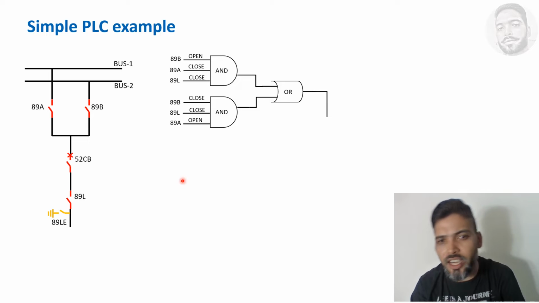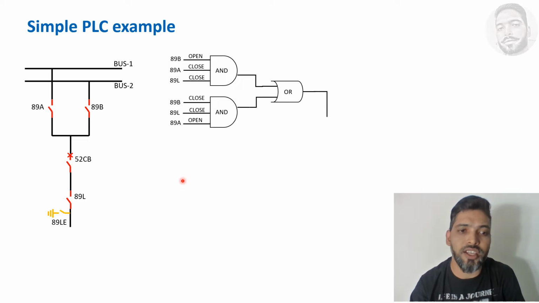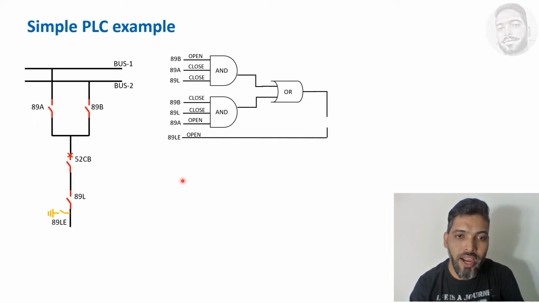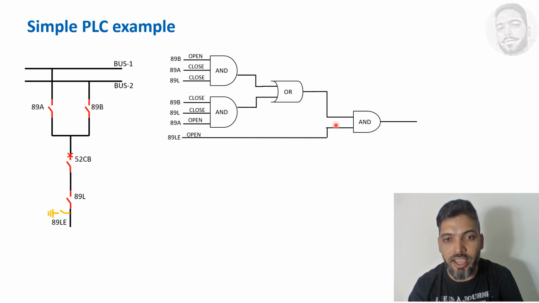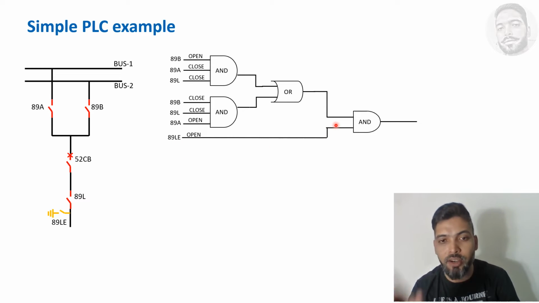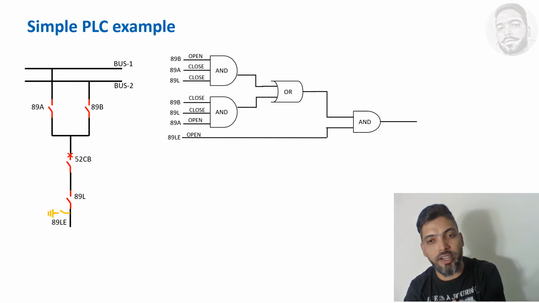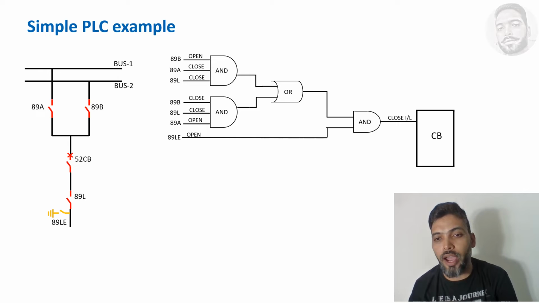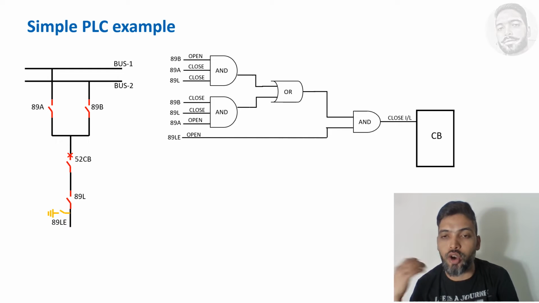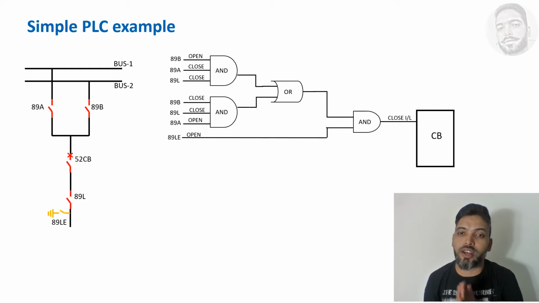But we didn't check the earth switch here, right? We should check the status of the earth switch also. So the earth switch, 89LE, should always be open. Whatever signal comes from this one and the earth switch signal I've taken here, I put in an AND gate. When all these conditions are satisfied, it will give a true. So when I get a true indication from here, the close interlock will be activated, so I can close the breaker.